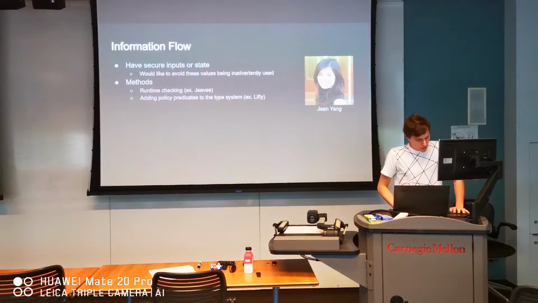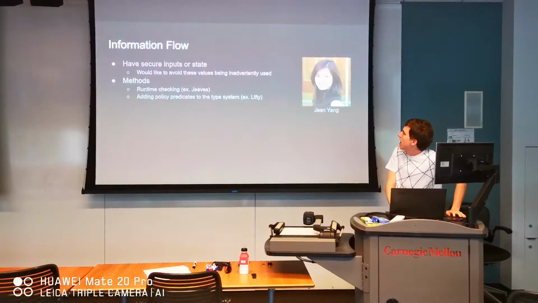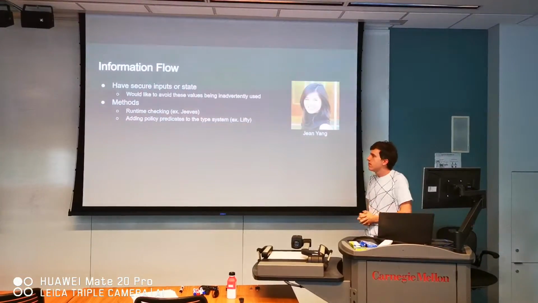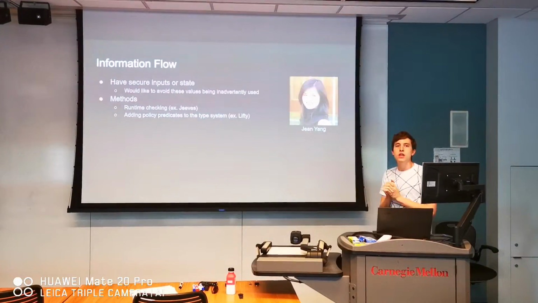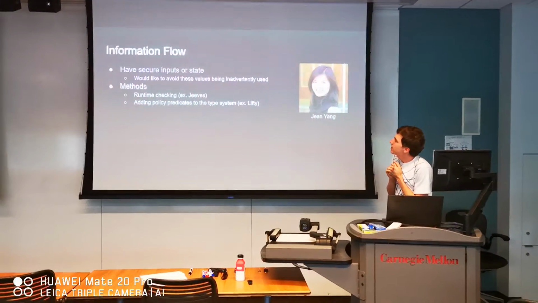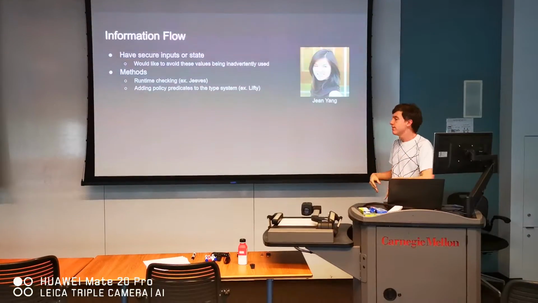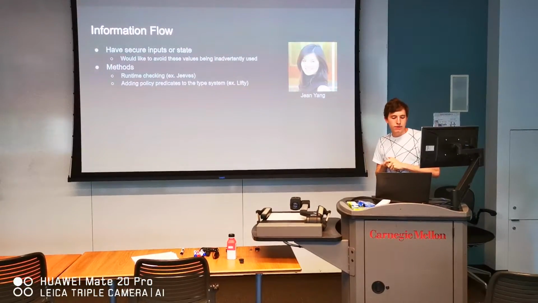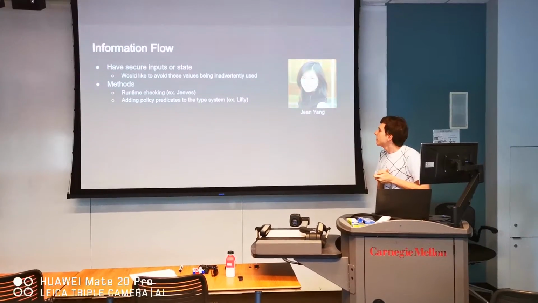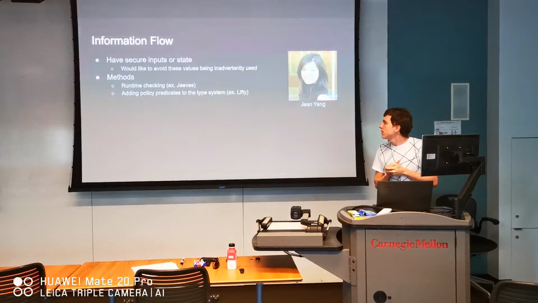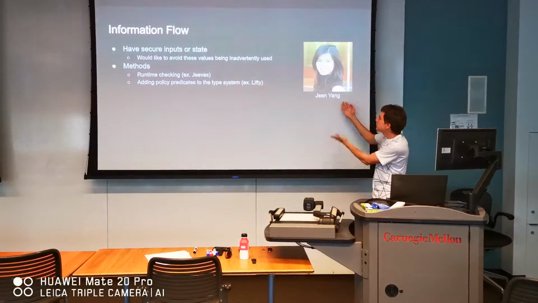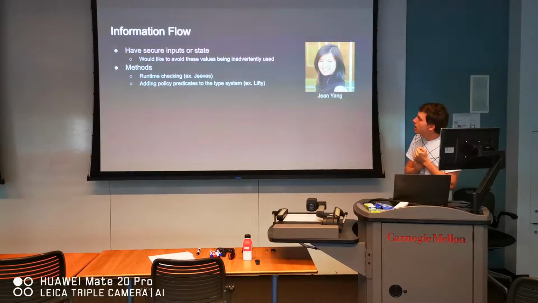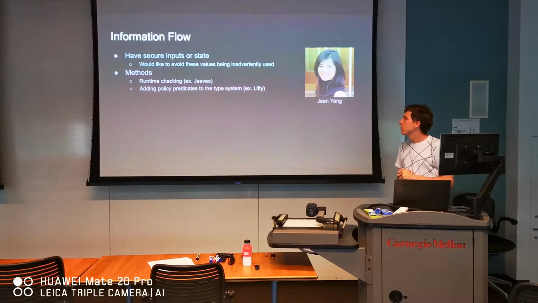Another thing that we sometimes want to prove properties about is information flow. If we have some secure inputs or state, we want to make sure that these are not being accidentally used or given to people who shouldn't see them. There are two methods for that. Runtime checking was pioneered in some sense by Jean Yang, and she did that in her program Jeeves.